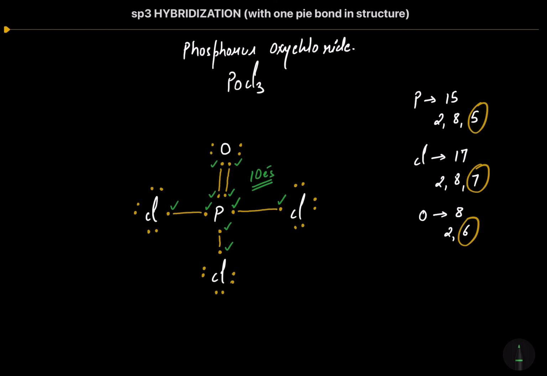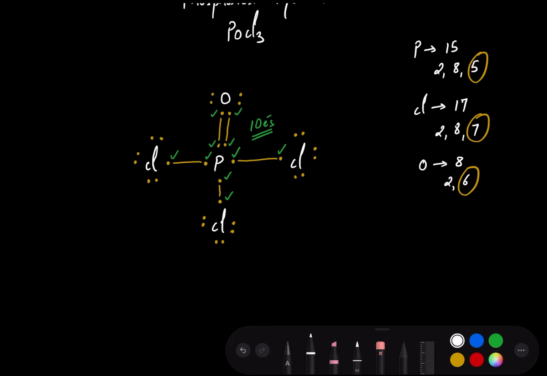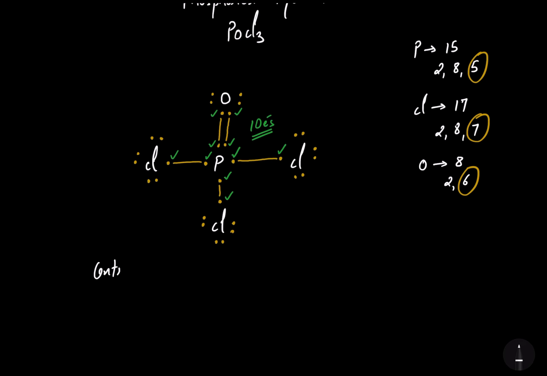Why is phosphorus able to have 10 electrons, more than 8 electrons? Because phosphorus is having 5 vacant 3d orbitals in its valence shell. So now let's try to understand this concept in the hybridization of phosphorus in POCl3 molecule. Firstly, in POCl3 molecule, the maximum number of bonds are found by phosphorus. So here the central atom will be phosphorus.